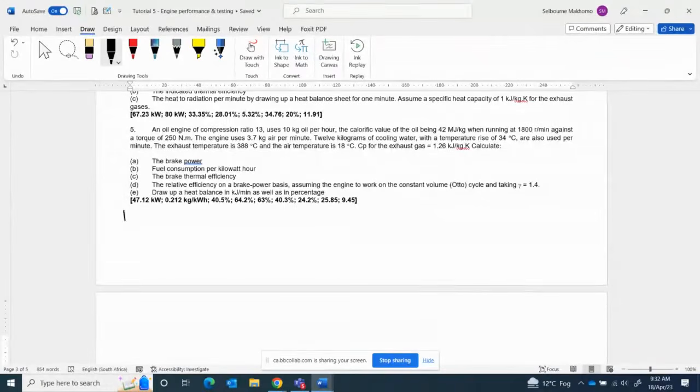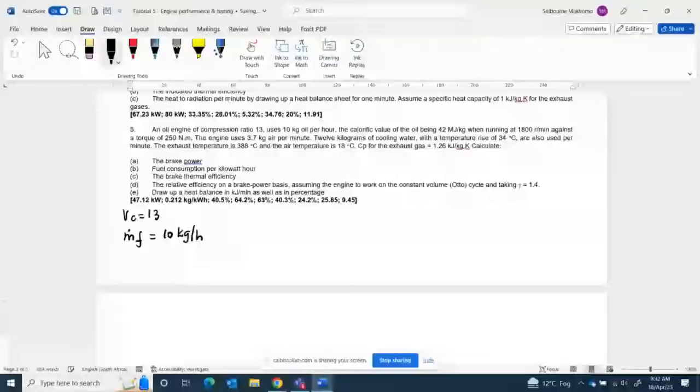You say that the compression ratio RC is 13. And then we say that it uses 10 kg of oil per hour. So the mass fuel rate is equal to 10 kg per hour. And then the heat value, or the calorific value, CV, of this fuel is 42 megajoules per kilogram. You must also pay attention to the units. The units are also very, very important.